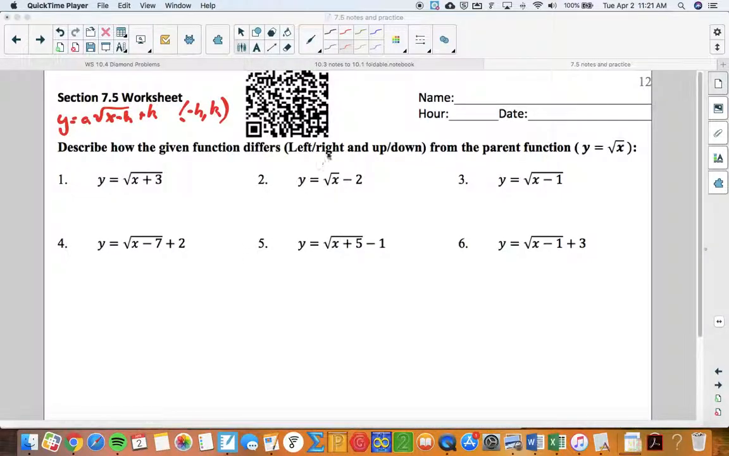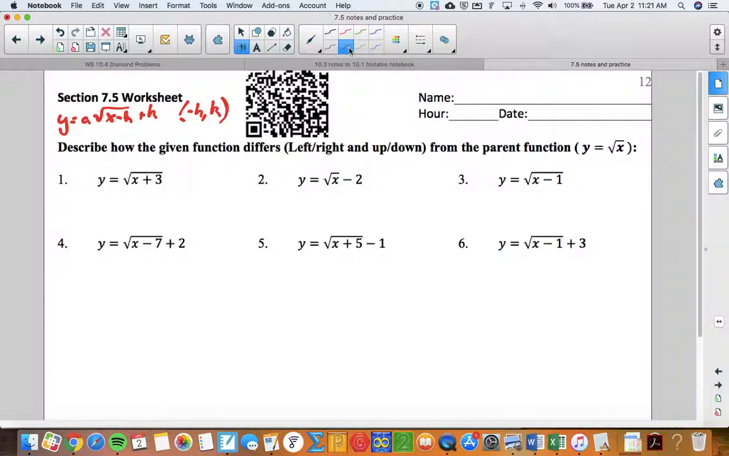All right, this is worksheet 7.5. So we're graphing square root and cube root functions as the parent function. It says describe how the given function differs left, right, up, and down from the parent function. Here we're just going to use the square root as the parent function.